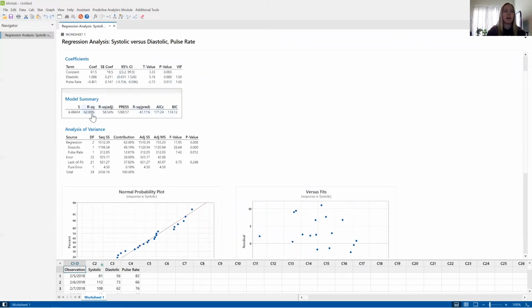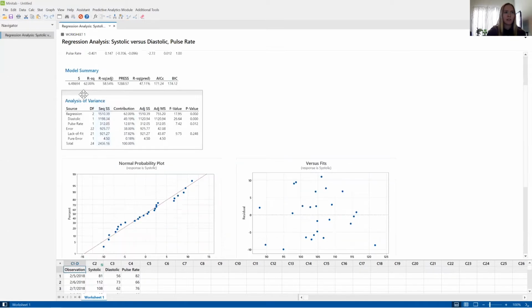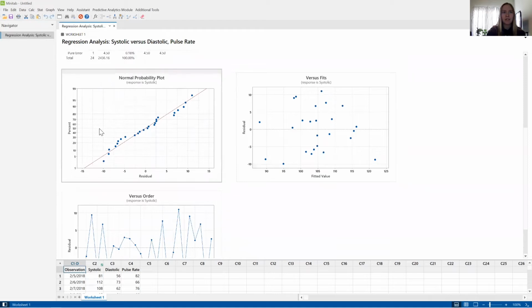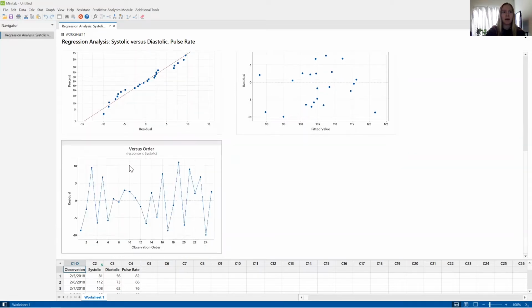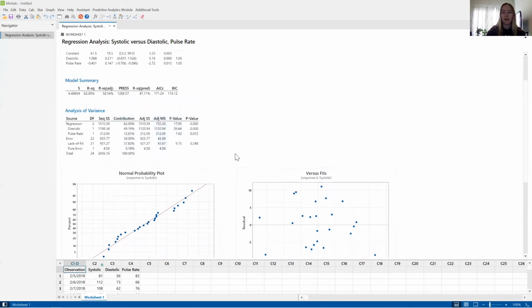We're given the R² values and a few other related values, and then we're given the analysis of variance, and you can see an important part right here is the p-value. We can also see our error and somewhat of how this fit is, how the regression fit goes with our given variables. Then you can see these are the plots we chose in the settings, the normal probability plot, the versus fit plot, and the versus order plot. And we can go ahead and analyze this back in PowerPoint.